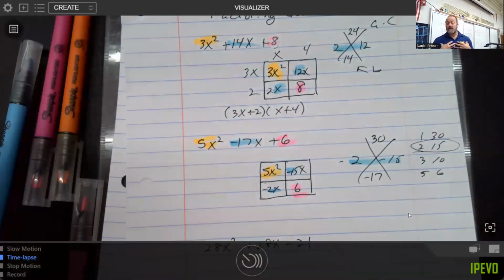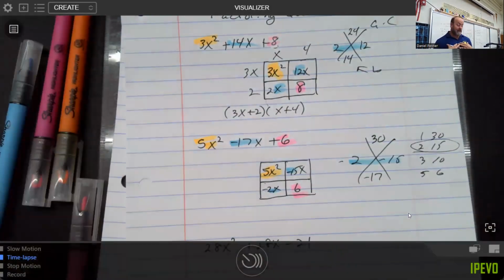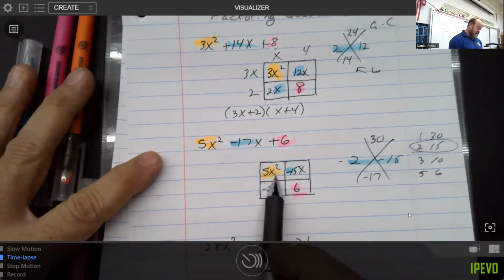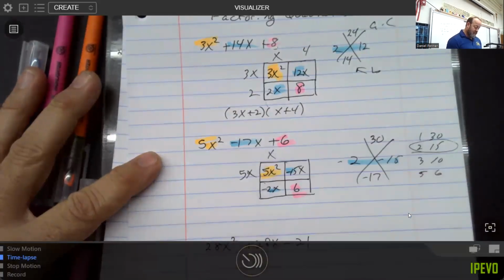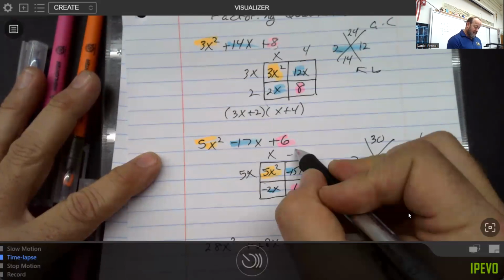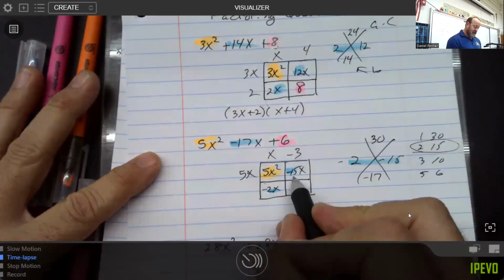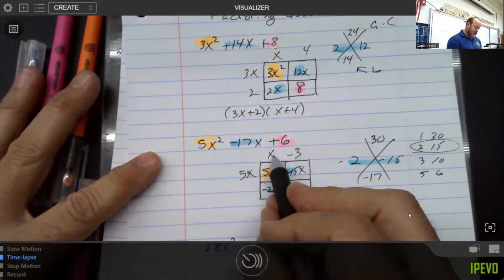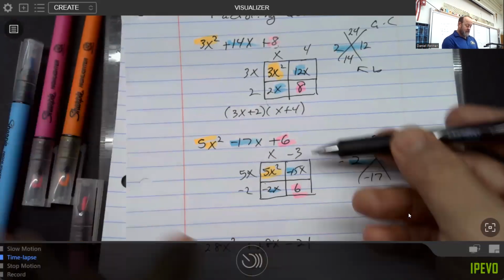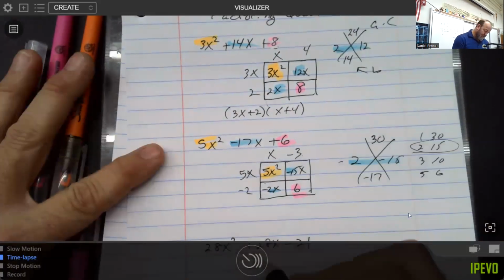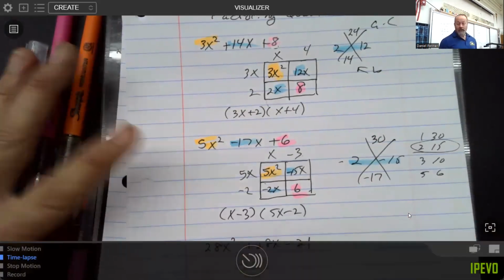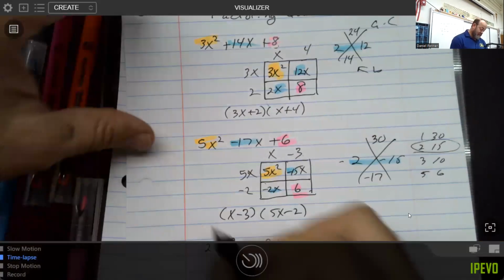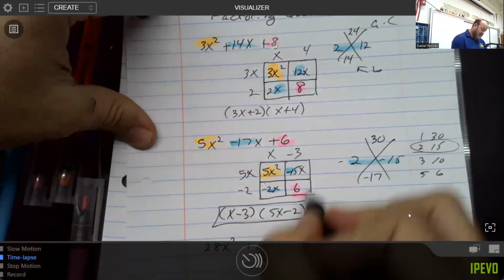Now, like I said, I just look for something that they have in common, and my eyes absolutely immediately looked at these and saw a 5 and an x. So 5x times x is 5x squared, 5x times negative 3, because 5 times 3 is 15, but I needed that to be negative, and x times negative 2. And we can also see right here that that worked, and so we're good to go. We got x minus 3 and 5x minus 2. Again, check step has already been established in the above.